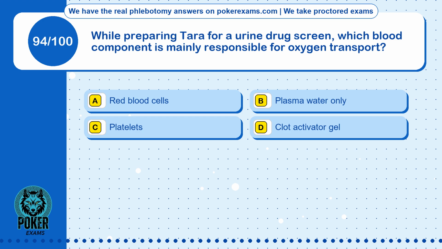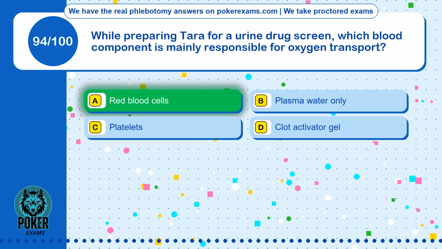Question 94. While preparing Tara for a urine drug screen, which blood component is mainly responsible for oxygen transport? Option A, red blood cells. Option B, plasma water only. Option C, platelets. Option D, clot activator gel.